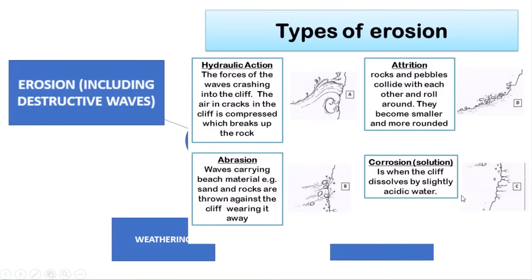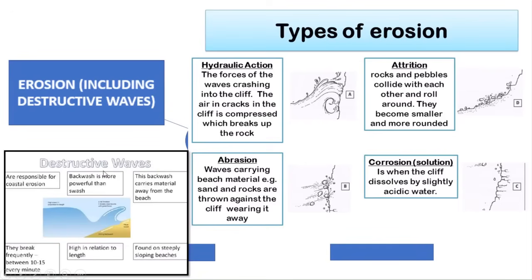by slightly acidic water, because most water is slightly acidic because it has carbon in it, which makes it carbonic acid. But only certain types of rock really will erode by solution. We're not so interested in this other than just to know it's one of the 4. So destructive waves, they occur when you've got generally higher winds and stormy conditions, and they have more ability to do these things, to erode more.